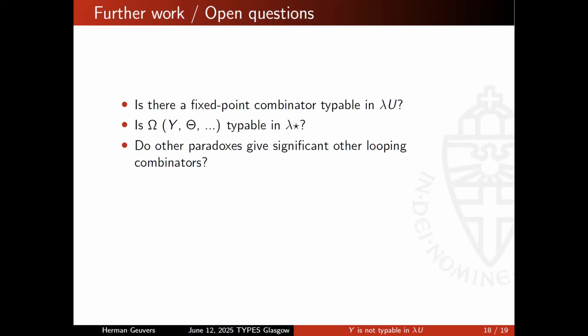Okay, there's lots of other things you could work on here. There's still a question whether there is a fixed point combinator, and you may wonder whether these are typable in lambda star. My personal conjecture, but I didn't put it on the slide, is that it's no, but I have no idea how to prove it.